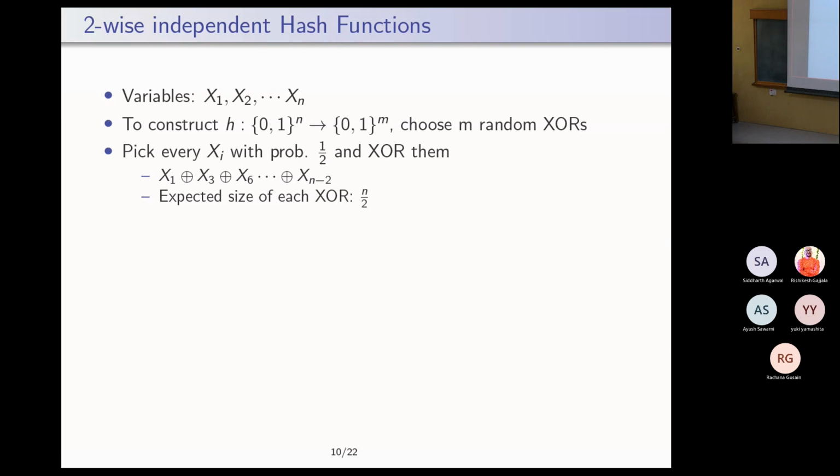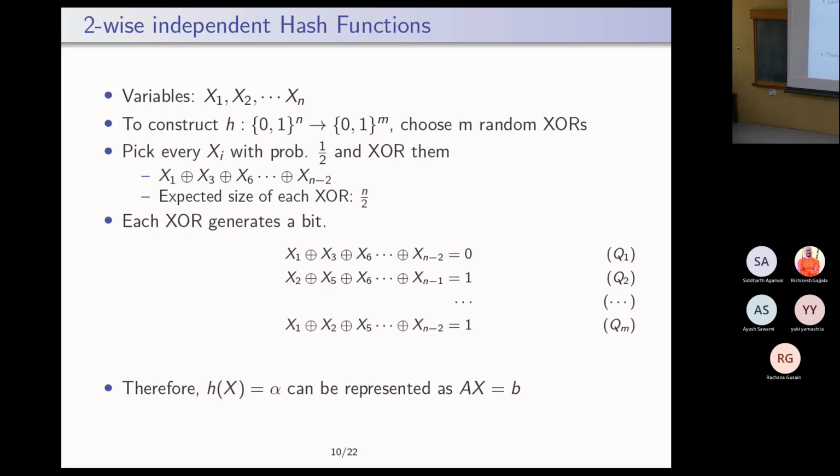So the expected size of each XOR is n over 2. Each choice of the bits that you XOR generates 1 bit of the hash value. So you have m of these hash values, and you do m of these XORs, and each determines a different bit of the hash value. So this basically reduces to a linear system. Computing the hash of x is equivalent to multiplying x by an n by m matrix, doing the matrix multiplication mod 2.